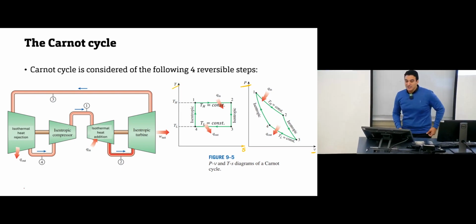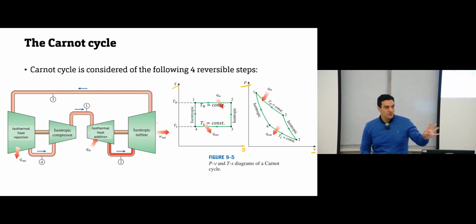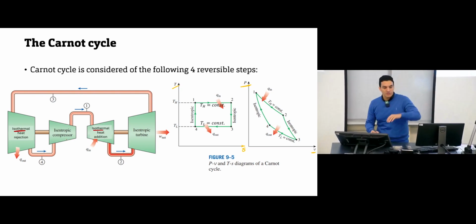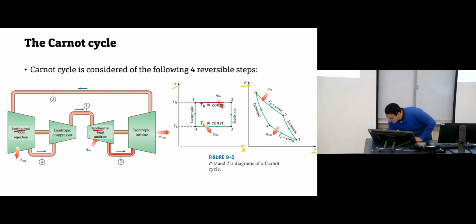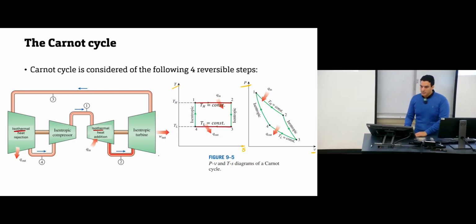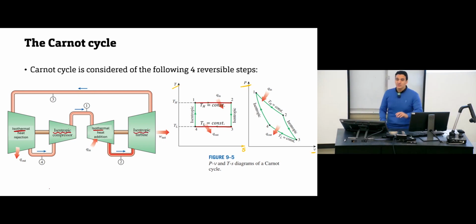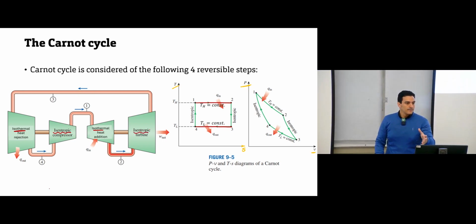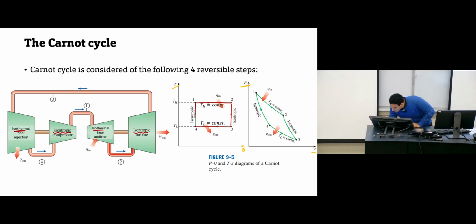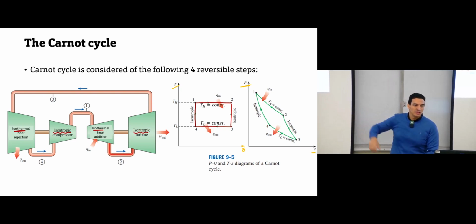But why do the TS diagrams have these horizontal and vertical lines? As we said, we have 4 steps, right? 2 of them are isothermal, and isothermal means constant temperature. So this line represents an isothermal change, and this line represents an isothermal change. And these 2 steps are isentropic, reversible adiabatic. And isentropic means what is constant? Entropy. So this is why this line is vertical, and this line is vertical. So we always prefer to work with TS diagrams.